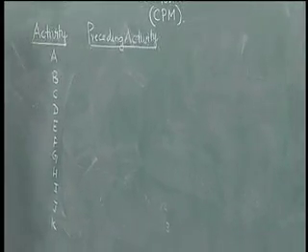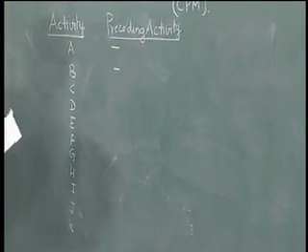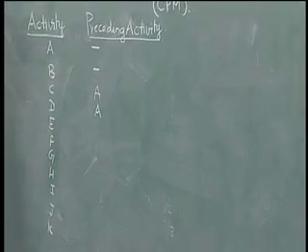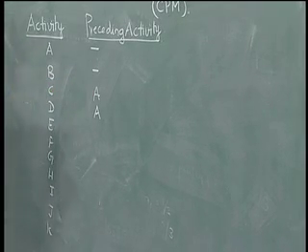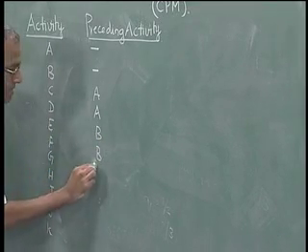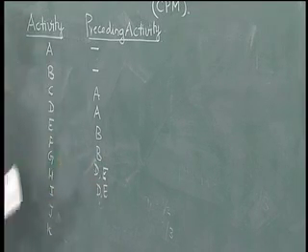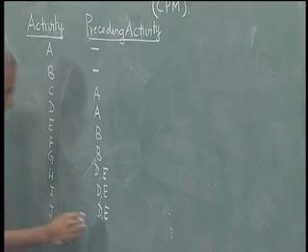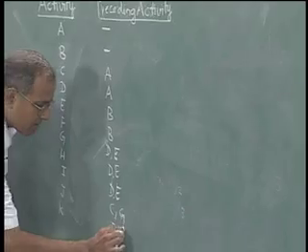Let us say the precedence relationships are as follows: A does not have any precedence, B does not need any precedence, C and D have A as a preceding activity, which means activity C can start only when activity A is completed, same with D. Now, E and F have B as the preceding activity, G has D and E, H has D and E, I has D and E, J has C and G, and K has F and I.